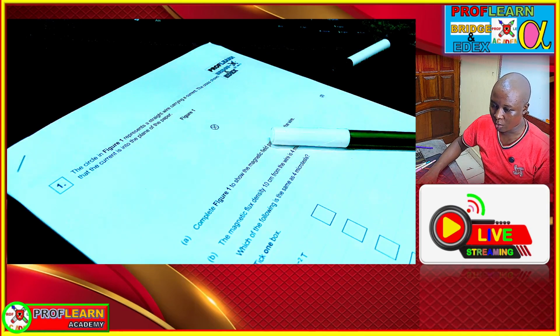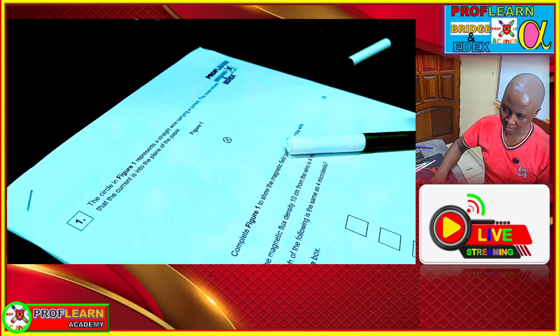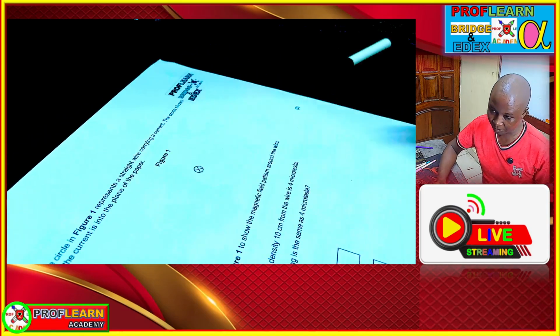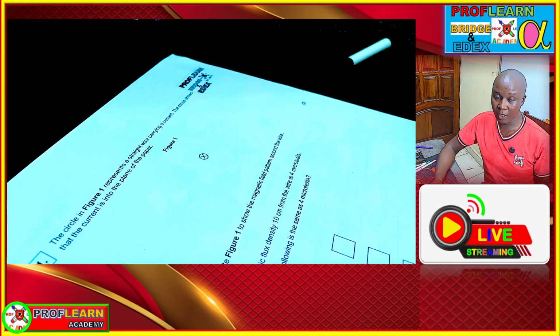So we're going to dive in and get started so that we can see how questions are asked. For instance, here we are told the circle in the figure represents a straight line carrying current. Now we're supposed to draw how the magnetic field pattern is going to behave.